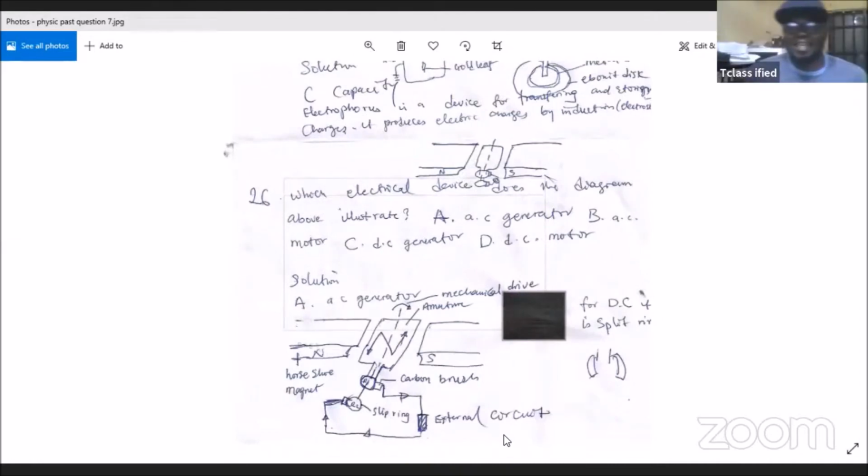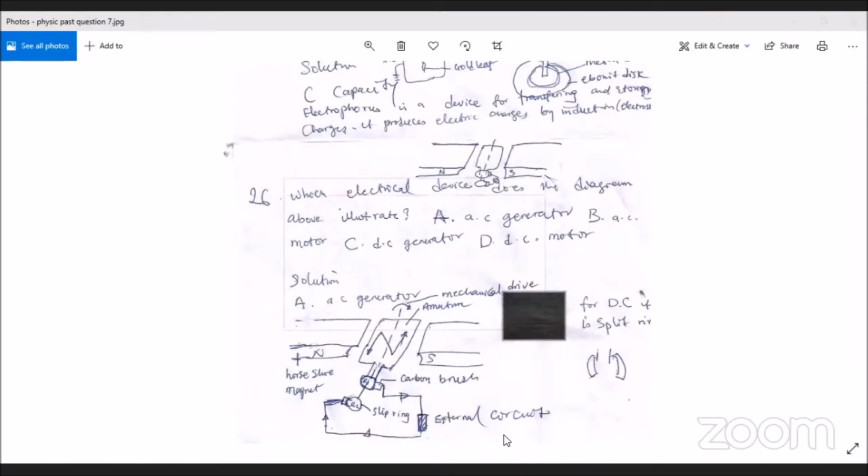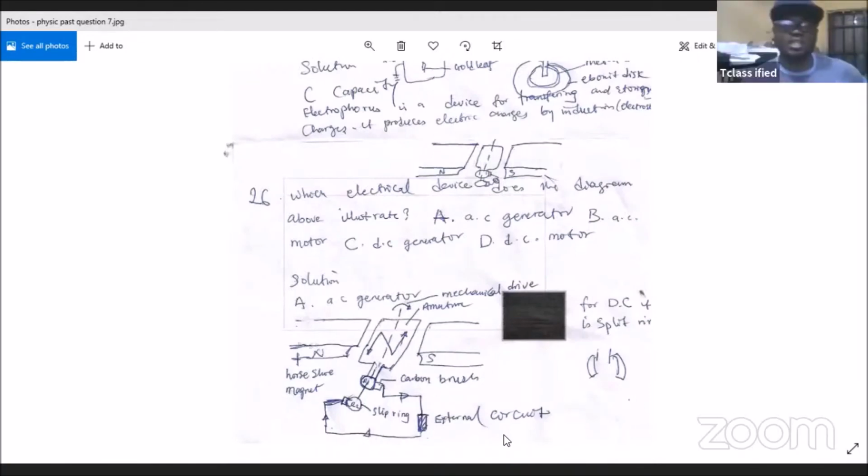We look at number 26. Which electric device does the diagram above illustrate? Is it AC generator, AC motor, DC generator, or DC motor? Okay, this is a typical diagram of an AC generator. You can see down here, I also redrew the diagram in full so that you can understand the various components in case you're required to do such in theory physics.